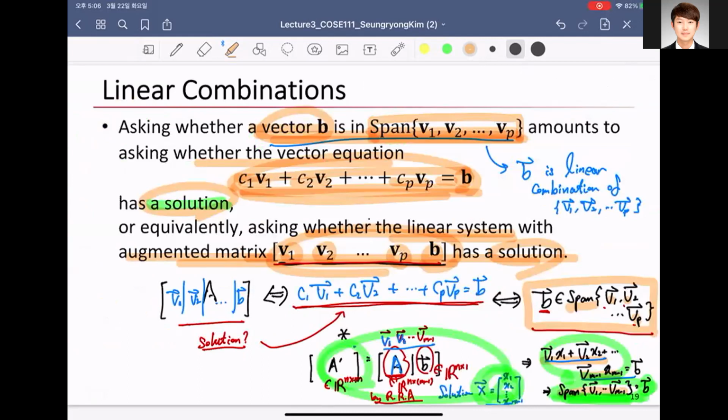So by using the definition of the span, we can say that vector b is in the span of v1, v2, ..., vp amounts to asking whether the vector equation c1 v1 + c2 v2 + ... + cp vp = b has a solution. In other words, if this vector equation has a solution, vector b is in the span of these vectors, right? Because of the definition of the span. Or equivalently, asking whether the linear system with augmented matrix [v1 v2 ... vp b] has a solution.